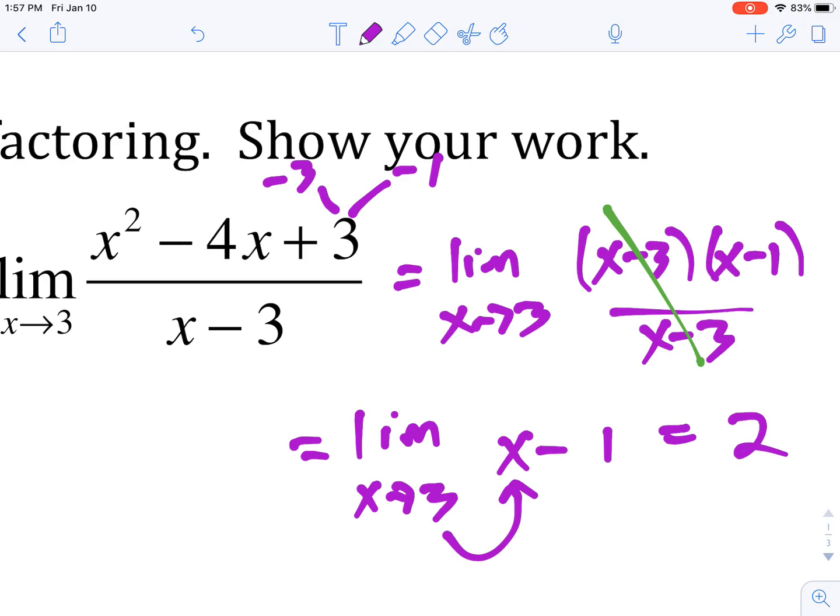So as x approaches 3, the height this graph would be headed to from both sides would be 2. That's the value of the limit.